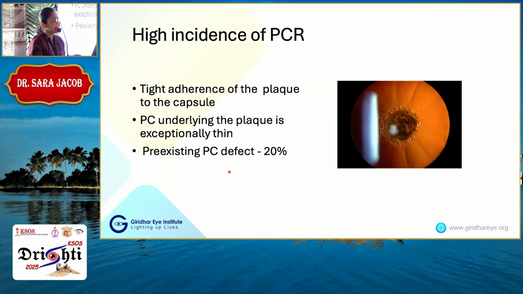There is high incidence of PCR. Varying rates have been reported from 7% to 36%. This is because of the heterogeneous relationship between the plaque and the posterior capsule.